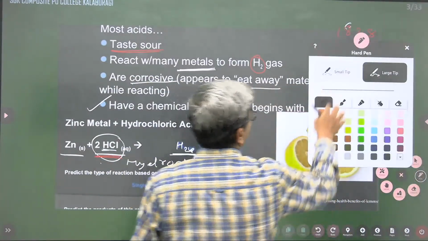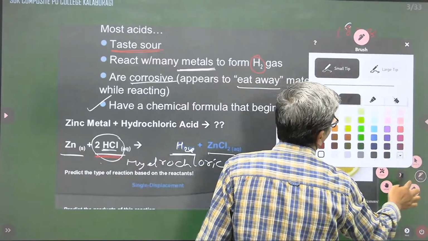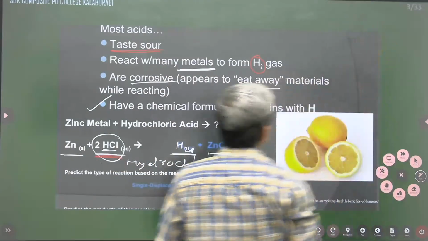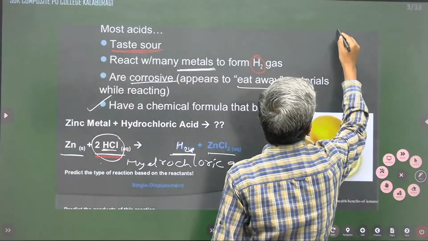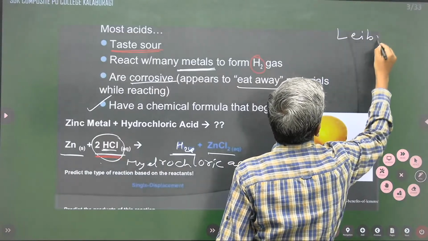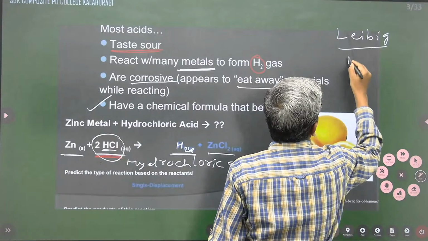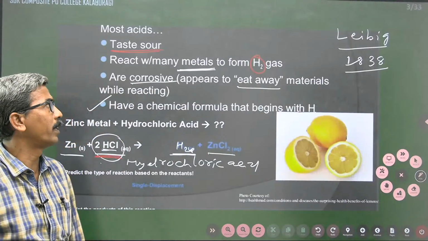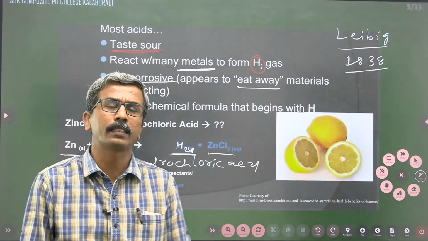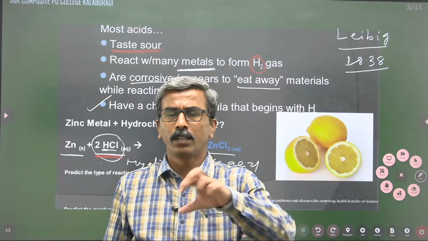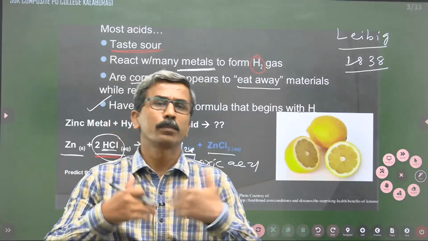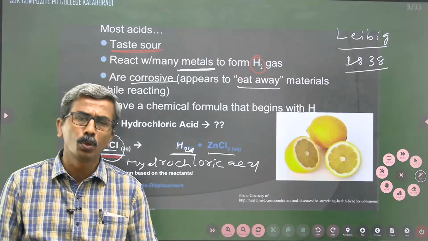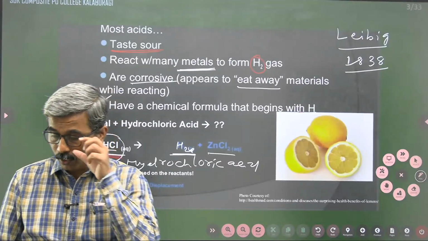So what is the name of the scientist? Liebig, in the year 1838. During that time, he defined what acids are: acids are the substances which react with metal, sometimes partially or completely, and produce hydrogen gas. Those substances we are going to call acids.